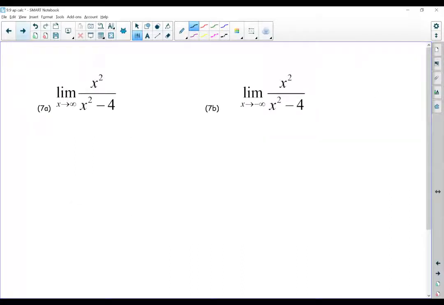So here's what I want you to do. I want you to pause me, and go through 7 through 11 and try to find those limits. And when you're done with finding all of those limits, unpause me and come back, and I'll go through the answer.